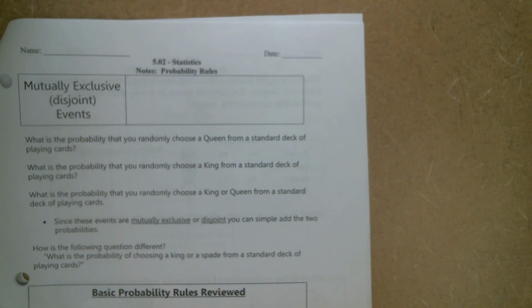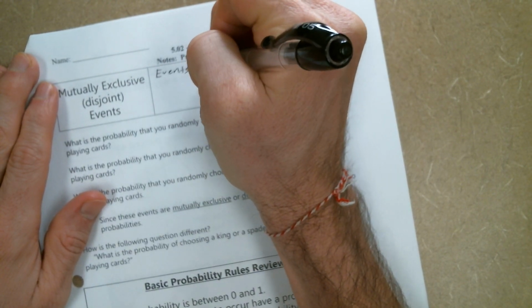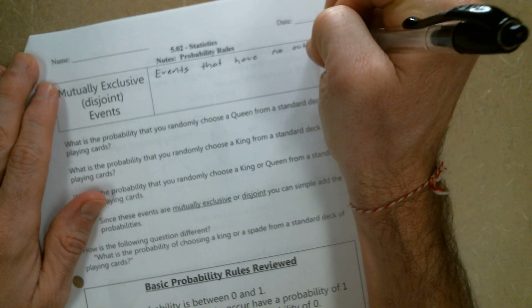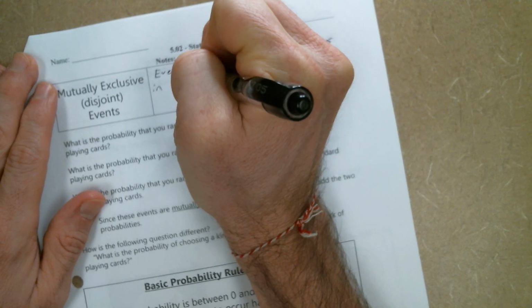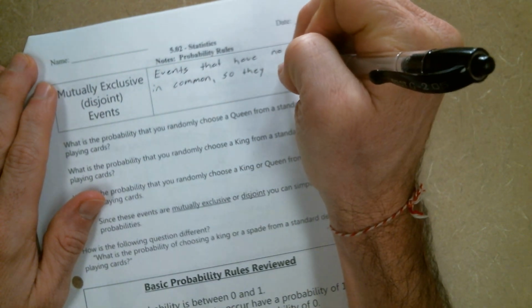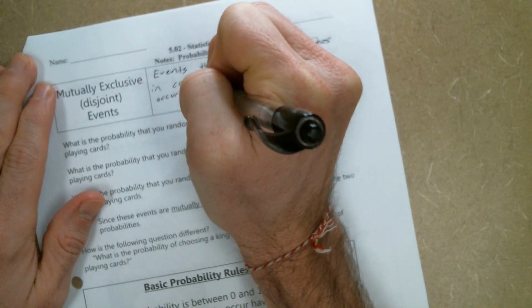So continuing on, mutually exclusive or disjoint events. All right, what does it mean for things to be mutually exclusive? All right, these are events that have no outcomes in common. So they can never occur together.